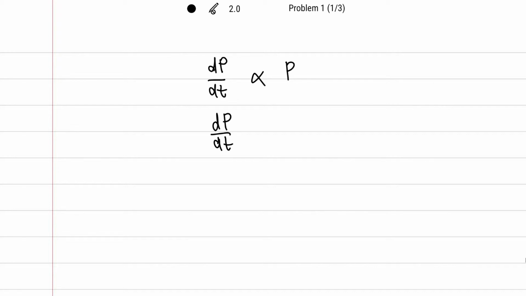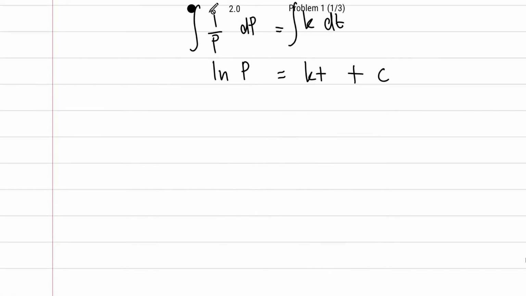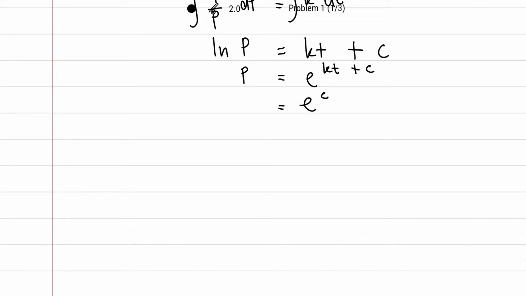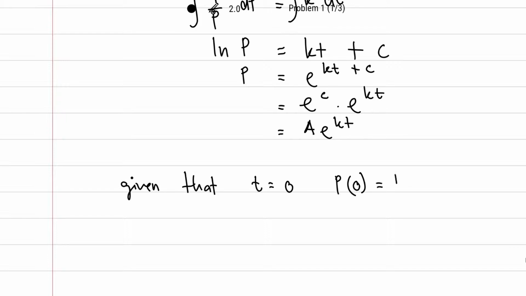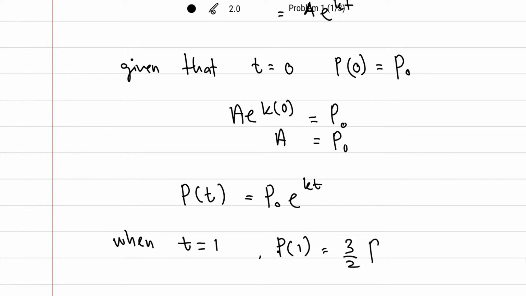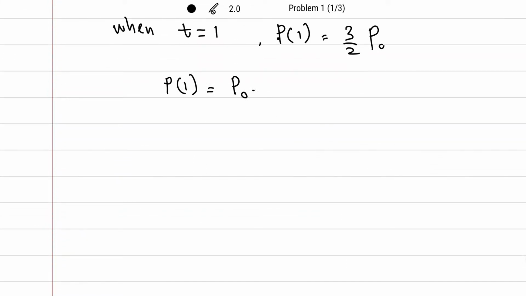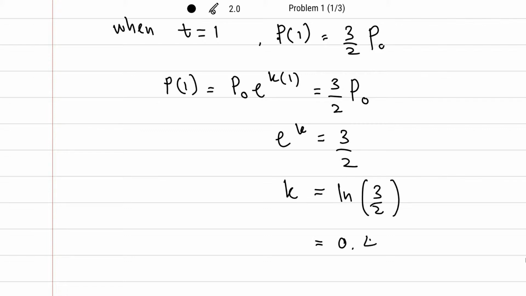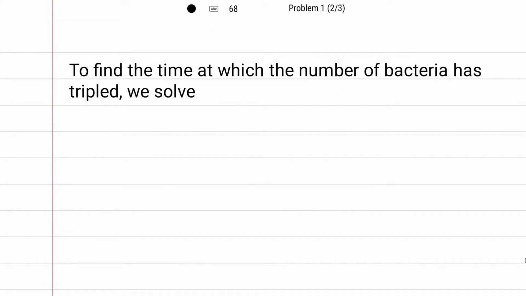First, the rate of growth is proportional to the number of bacteria. We can write the equation and then solve it by using the separable variable method. We can find the constant A by substituting the initial condition. Then to find the constant k, we can substitute the boundary condition. Lastly, after substituting all the initial and boundary conditions, we get our final equation.